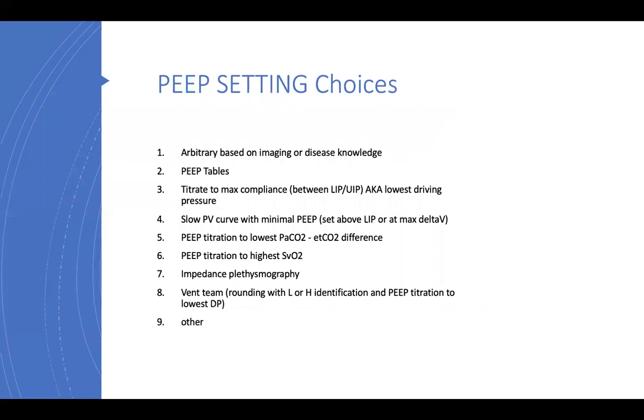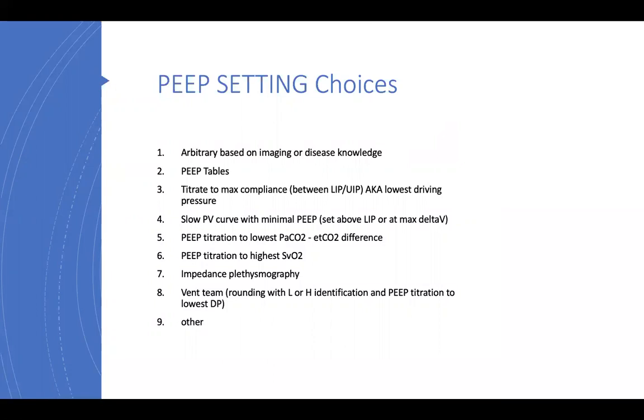So there's a lot of ways that we can set PEEP. You can decide based on imaging that this is someone that maybe you're going to use lower PEEP on. You can use those PEEP tables, but again, if they don't have ARDS, this PEEP table can cause harm in this case. You can aim for the lowest driving pressure, determining where that upper inflection point above which distension happens occurs.